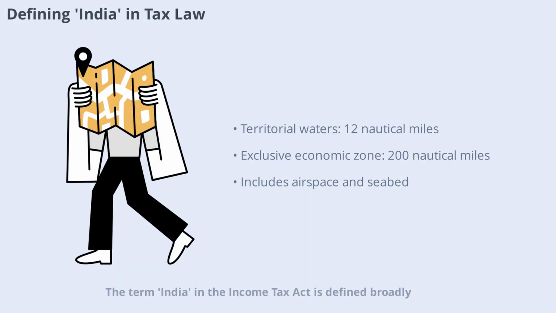The term India in the Income Tax Act is defined broadly. It includes not just the territory of India as per the Constitution, but also its territorial waters, seabed, subsoil, continental shelf, exclusive economic zone, and even the airspace above these areas. This comprehensive definition ensures that income earned in these extended areas is also subject to Indian tax laws.